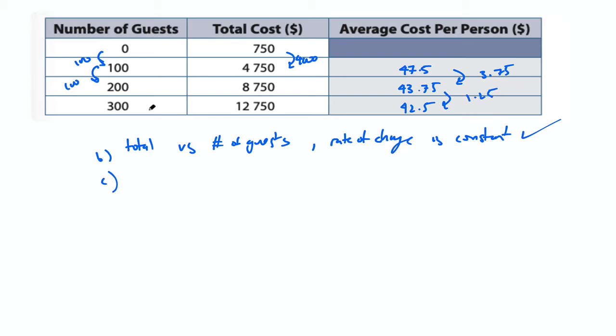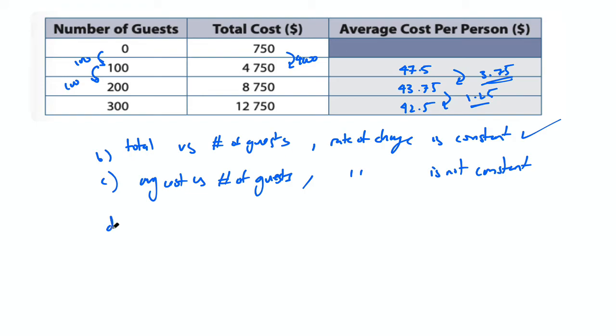Okay, so here we're comparing the average cost versus the number of guests. The number of guests is constant, but the average cost is not constant, right? The decreases are different, right? The rate of change is not constant, okay?